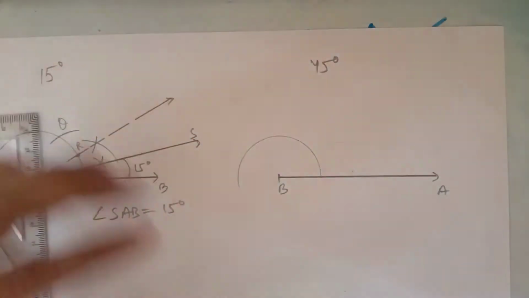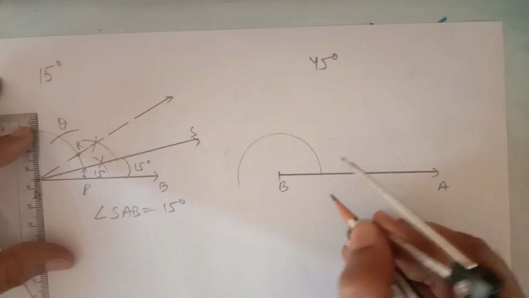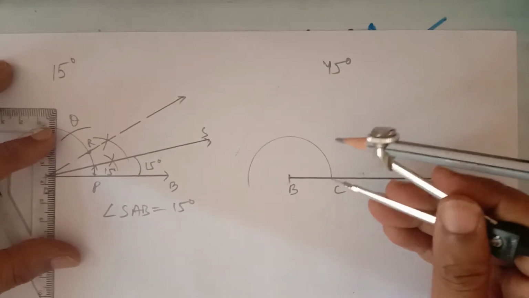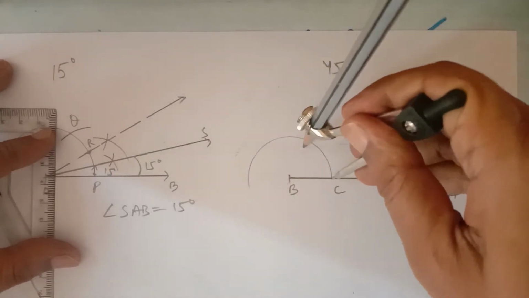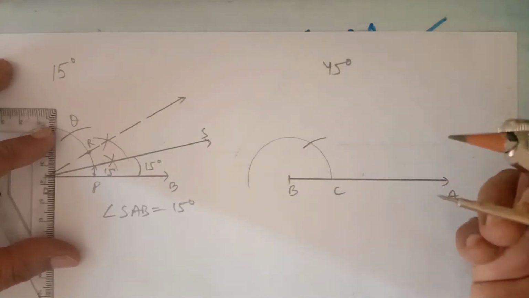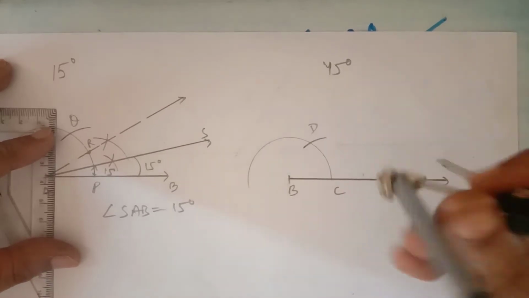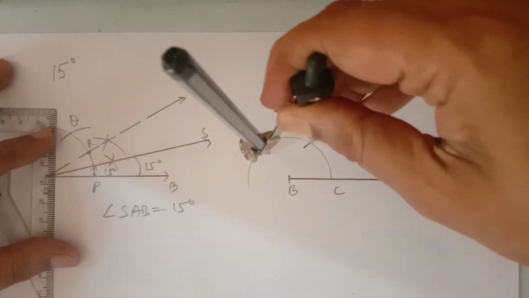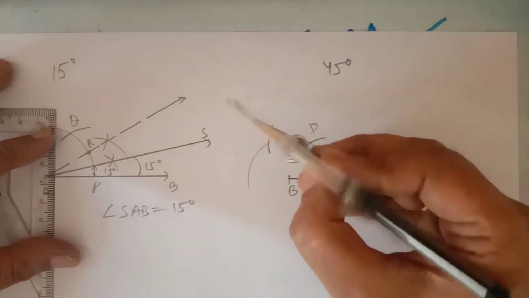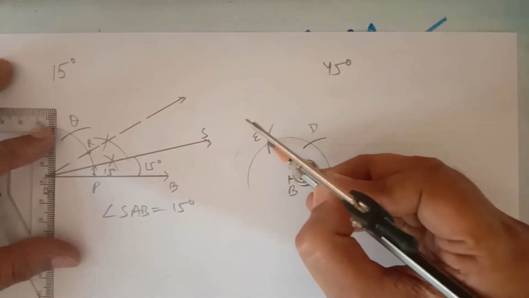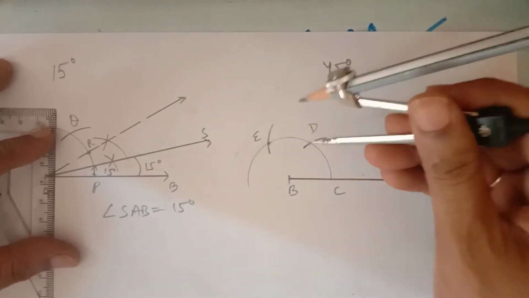You draw a semicircle intersecting AB. Let us call it C. With C as a center and the same radius, you know how to draw 60 degrees. Let us call it D. With D as a center, draw another arc on the same semicircle. Let us call it E.